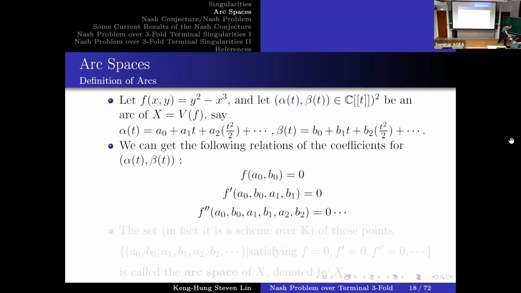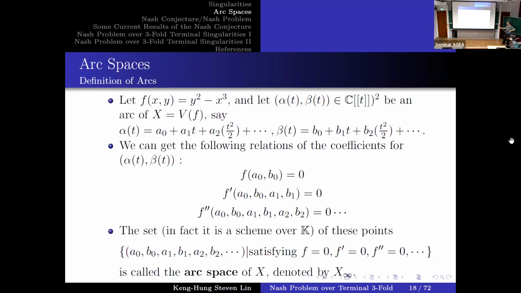So from this computation, you can also write what an arc is. An arc is actually a pair of infinitely many numbers, a0, a1, a2, and so on, and b0, b1, b2, and so on, satisfying the original equation equals 0, the gradient condition equals 0, the quadratic approximation is 0, the cubic approximation is 0, and so on. Then you collect them together to form the arc space of X.